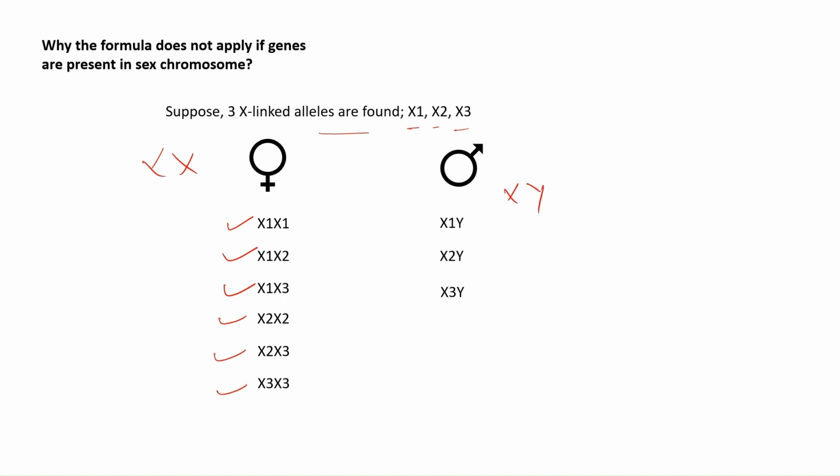But in males, because a male has only one X chromosome and one Y chromosome, we can get 3 types of genotypes: X1Y, X2Y, X3Y. So the total is 6 plus 3, which equals 9. So if the alleles are present on a sex chromosome, the number of genotypes definitely increases with the increase in alleles, but the formula we studied in the last slide cannot be applied here.